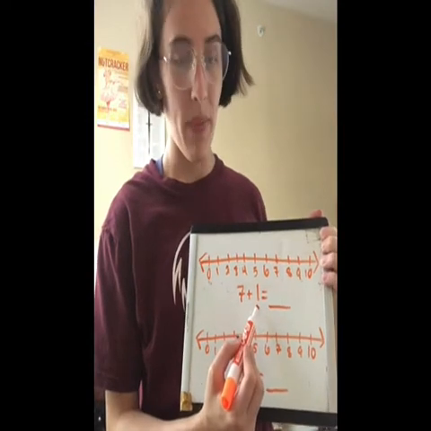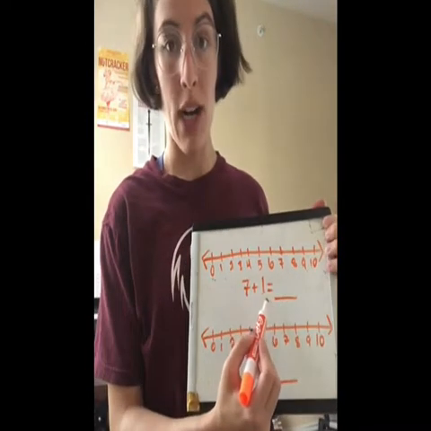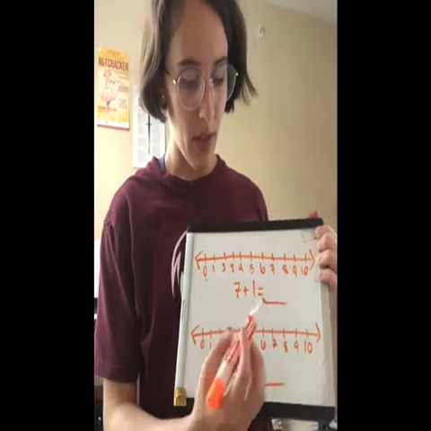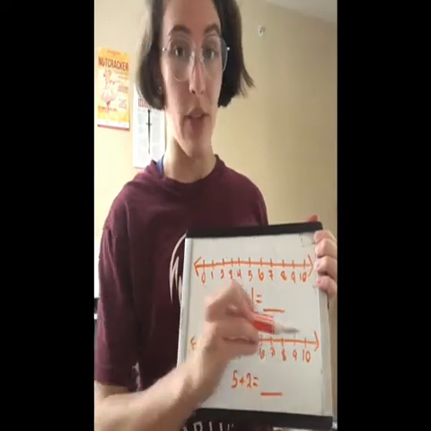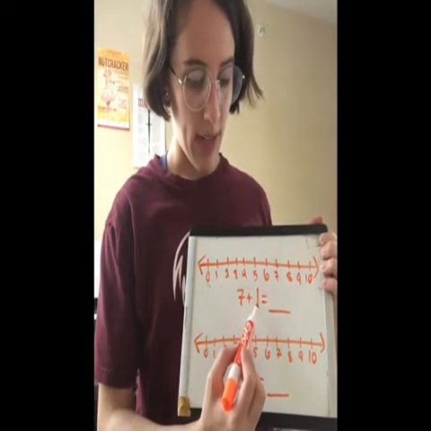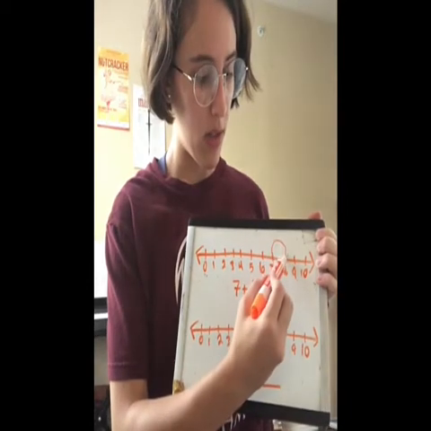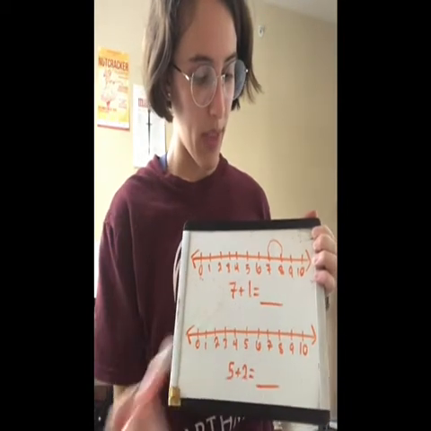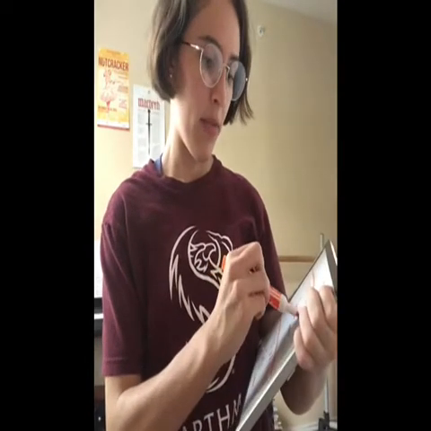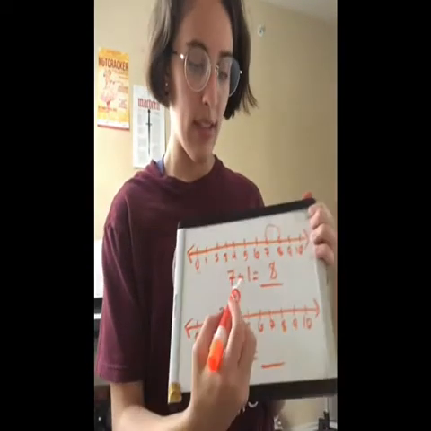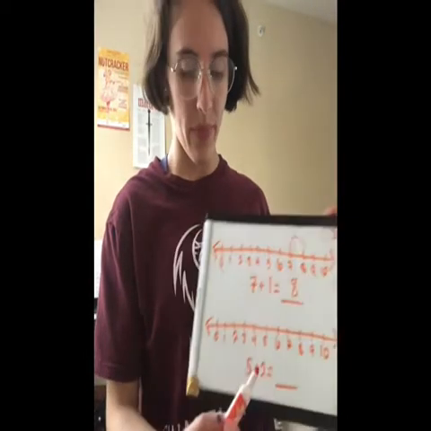The second number tells you how many bunny hops you're going to take and what direction you're going to take the bunny hops in. So remember, anything that's positive means moving to the right. So we're going to take one bunny hop moving to the right. Bunny hop, and we land on 8. So the correct answer for this problem, 7 plus 1 equals 8.